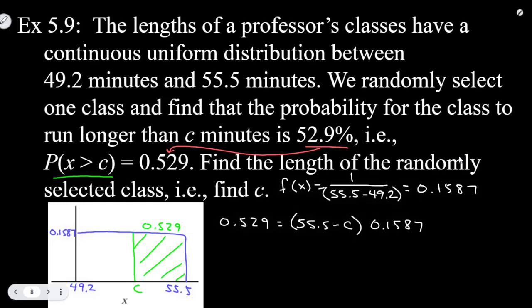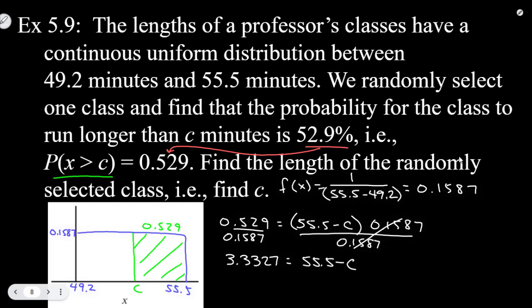0.1587. We're going to divide again by the 0.1587. And we will divide that. I'm again going to use my answer button because if you remember back at the beginning, if we had to round, we round to twice as many decimal places, but if we don't have to, which in this case we don't, we can just use our answer button. So 0.529 divided by our answer, and that's going to give us 3.3327. That equals 55.5 minus C.